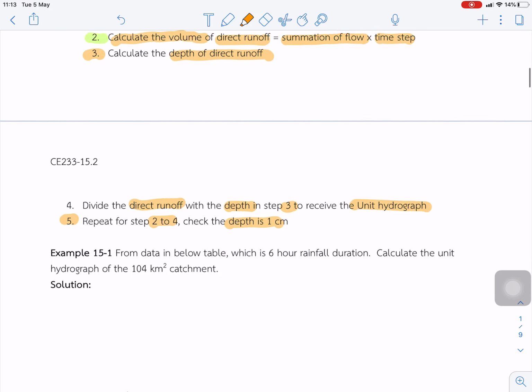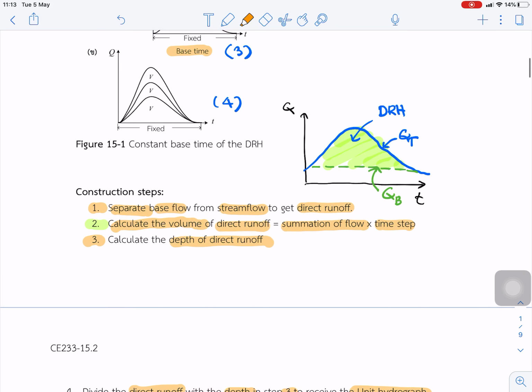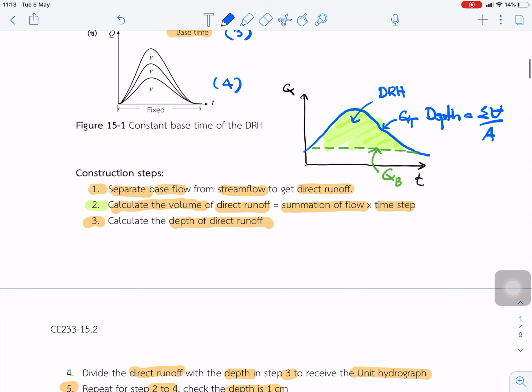Okay, so it means the depth of the flow is equal to, if we sum the Q to get the volume and divide by the area, we get the depth of the direct runoff hydrograph.